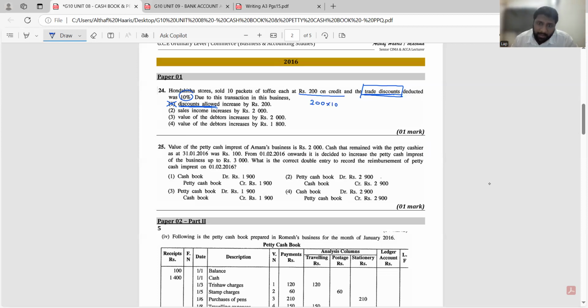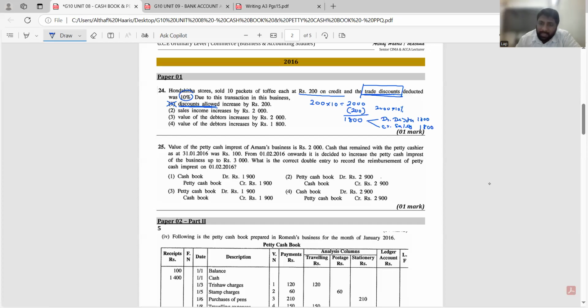One packet is 200, likewise 10 packets has a list price of 2000. But from this, a 10% trade discount will be given, 2000 into 10%. That means a 200 reduction. That means our sales value is 1800. Sales value is 1800. Then the double entry would be: debit the debtors 1800, credit the sales 1800.